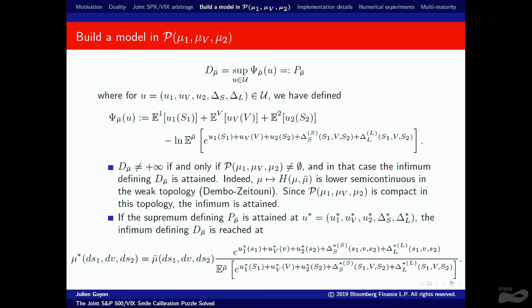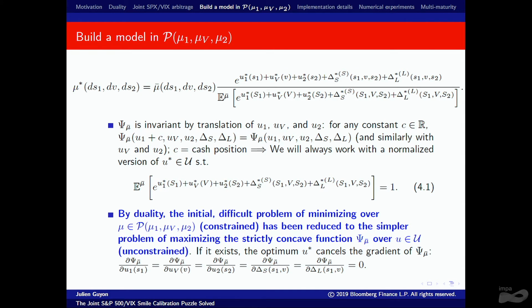So we know that this minimum distance is not plus infinity if and only if P is non-empty. And in that case, the minimum is attained by a classical topology argument. If the supremum defining P mu bar here is also attained at, say, some U star, then the infimum defining D mu bar is just this mu star, which is mu bar times the Radon-Nikodym derivative, the exponential of x renormalized. So if we solve the problem for P mu bar with this U, we get exactly the mu star that we want. Let me skip those details.